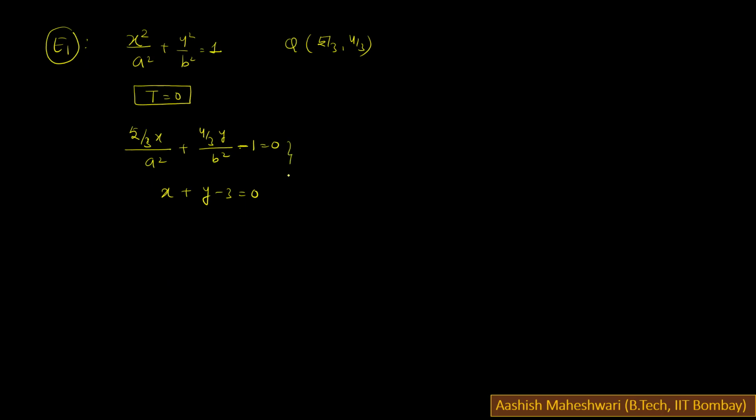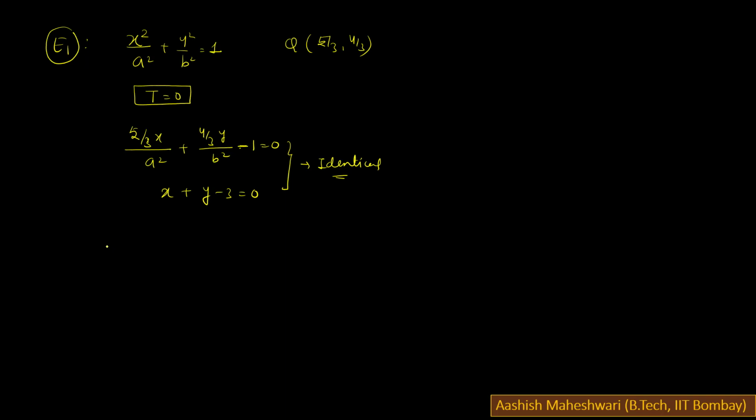That means from these two, can we say they should be identical, because at the point they should have the same equation. Tangent has the same equation. So if I compare, what is the condition for two equations to be identical? A1 upon A2 is equal to B1 upon B2 is equal to C1 upon C2.